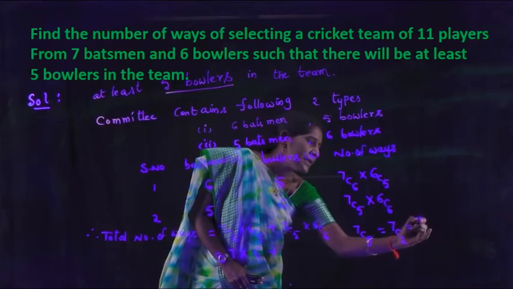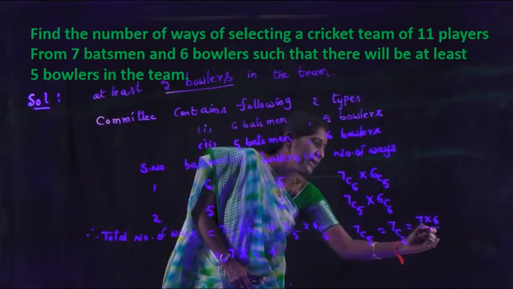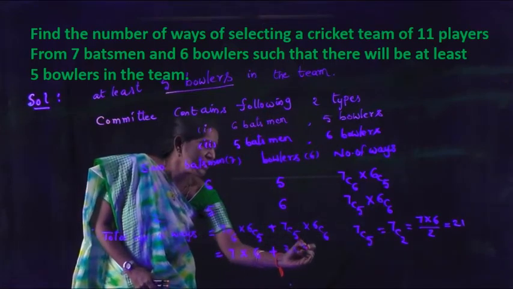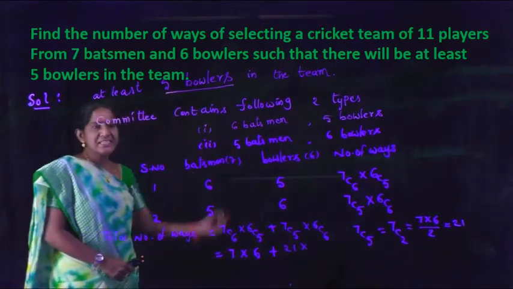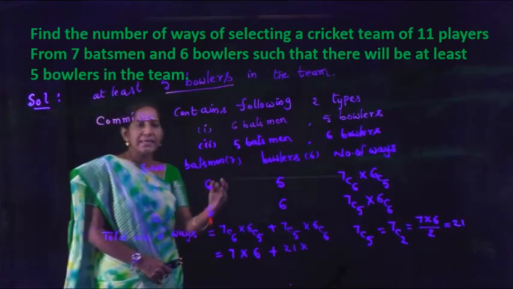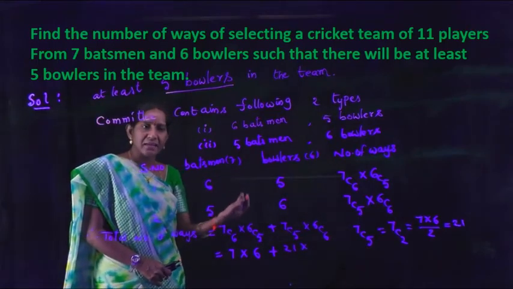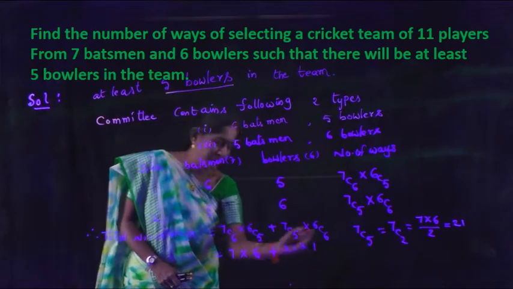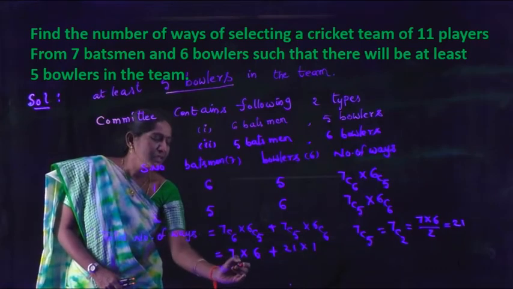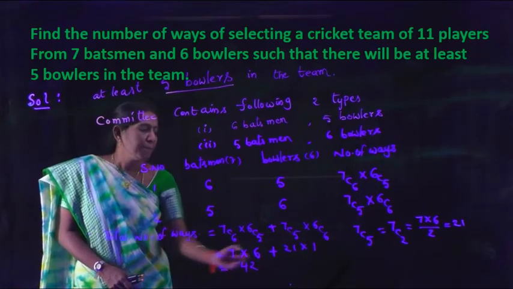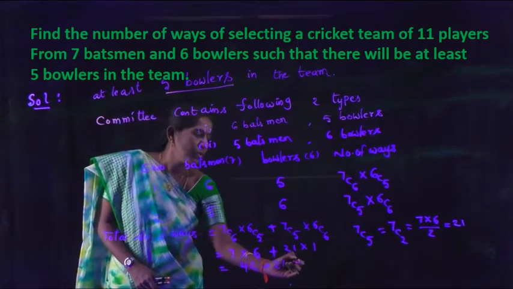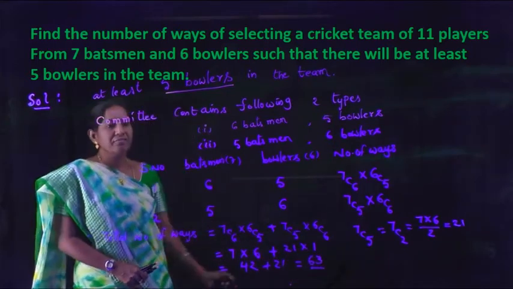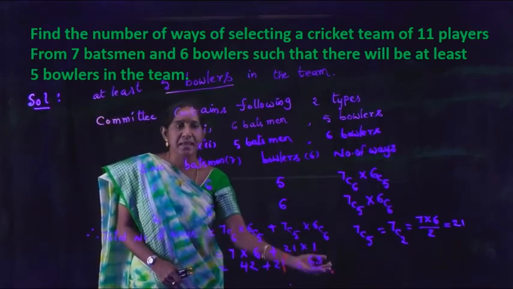Then this is 7 into 6 by 2. The value is 21. So 21 into value of 6C6. Already you know the value of nCn is 1. So obviously the value of 6C6 is 1. Then it is 7 into 6, 42 plus 21. So this value is 63. Therefore, total number of ways is 63.